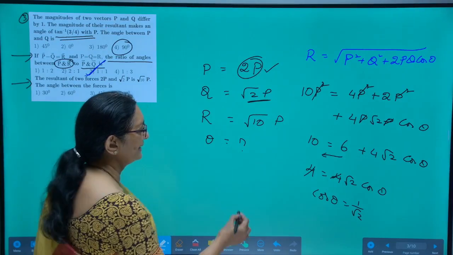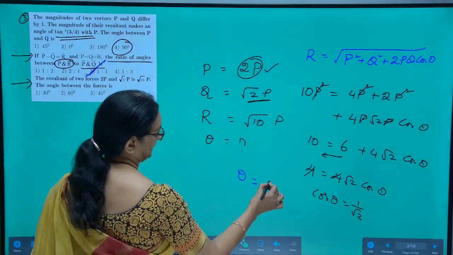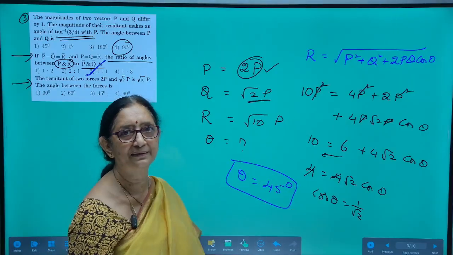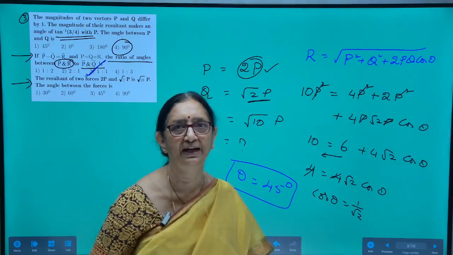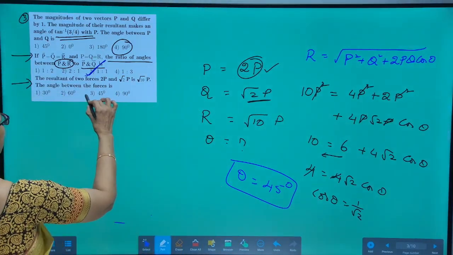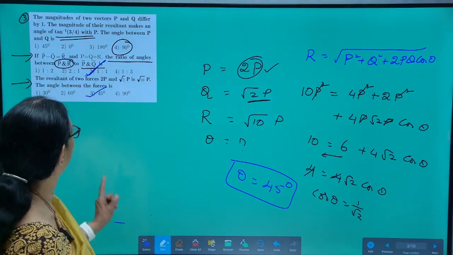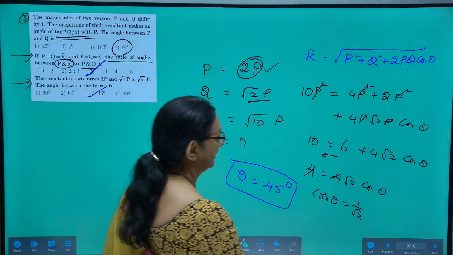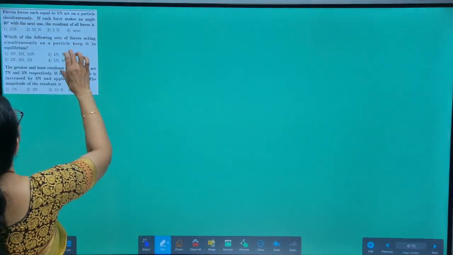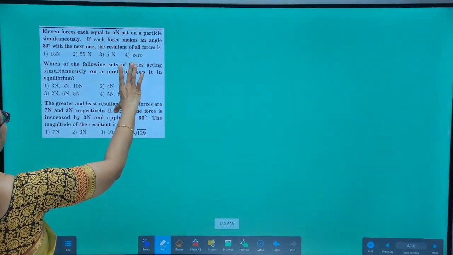Cos of which angle is 1 by root 2? Yes, 45 degrees. So, the angle between the two vectors is 45 degrees. That is the answer for this problem. So, the third option is the right choice for that problem. Now, let us go to the next problem. Look here, this is an interesting question.